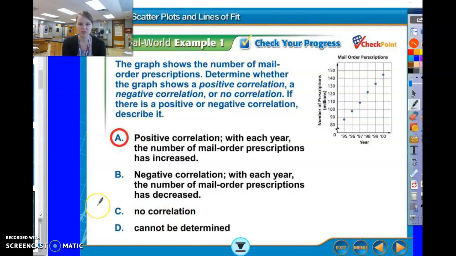When I work through it, it says here the graph shows the number of mail-order prescriptions. Determine whether the graph shows a positive, or negative, or no correlation. If it's positive or negative, describe it. This looks pretty positive. It looks like a line to me. So how could we interpret this? This says here positive with each year number of prescriptions has increased. Number of mail-order prescriptions has increased. All right?